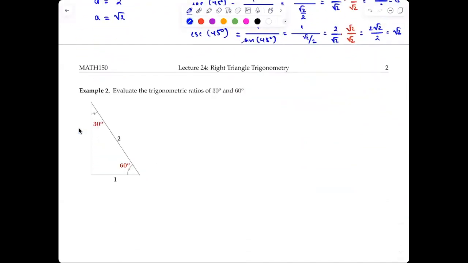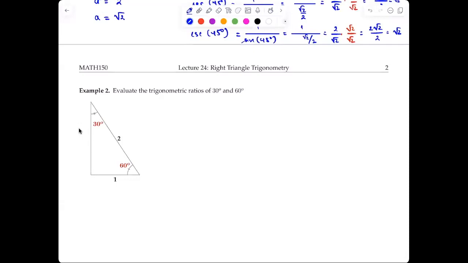Evaluate trigonometric ratios of 30 and 60 degree angles. You have to be very careful in this example because you have two different angles that you need to evaluate. So this is the right triangle, one angle is 30 degrees, and of course the other angle is 60 degrees. Now when you calculate sine, cosine, tangent, and cotangent and whatnot, it's going to be different.